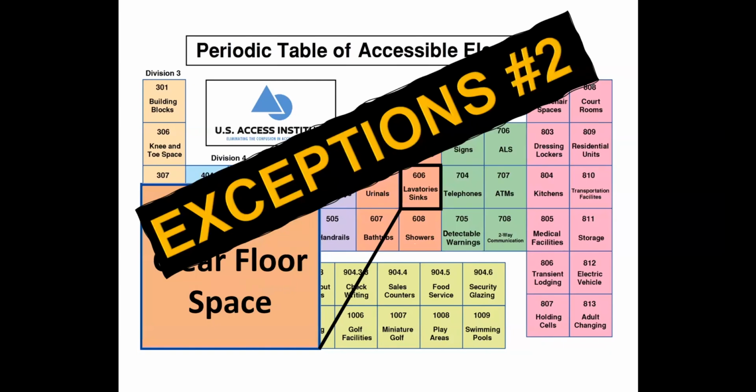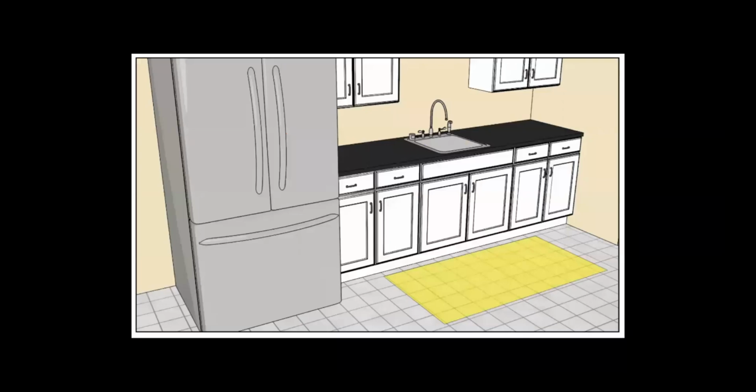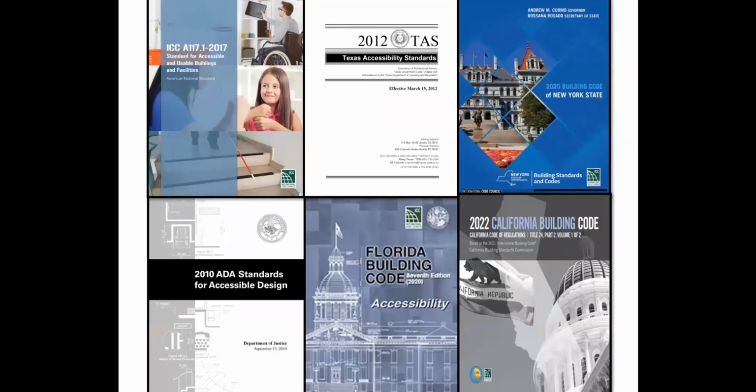Exception number 2 states that in a residential dwelling unit, sinks that are adjustable, so variable heights, to 29 to 36 inches shall be permitted where rough-in plumbing connections of supply and drain lines for sinks mounted at the height of 29 inches. This exception is not in the ICC A117.1, the 2017 standard, or the 2020 Minnesota Accessibility Code.